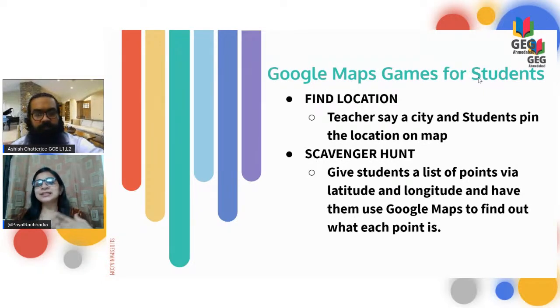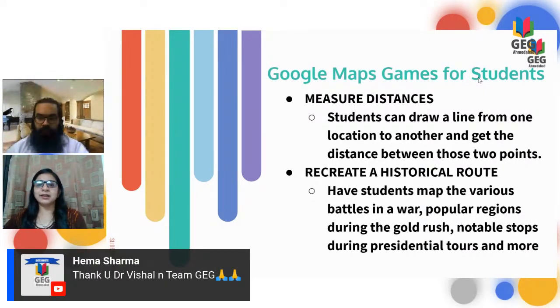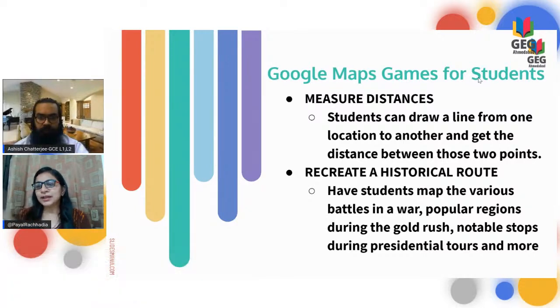Then the second game is a scavenger hunt. Here the teacher gives students a list of points via latitude and longitude, and they have to use Google Maps to find what each point is, the exact point. So this is fun for the students, right? Another game is Measure Distance. Suppose students draw a line from a starting point to an ending point, and they have to find the distance.